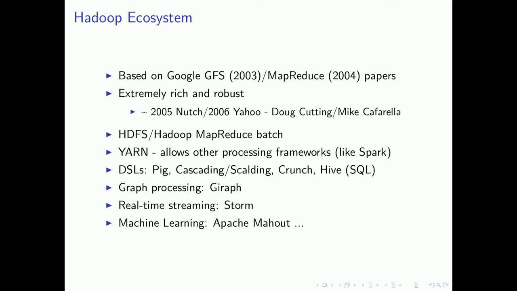If you want to do graph processing, you can do it as MapReduce, but typically that's very inefficient. So you have things like Giraph. If you want to do real-time streaming, you add something like Storm to your cluster. If you want to do machine learning, you have Apache Mahout and some libraries. So there's a rich ecosystem, which is fantastic.